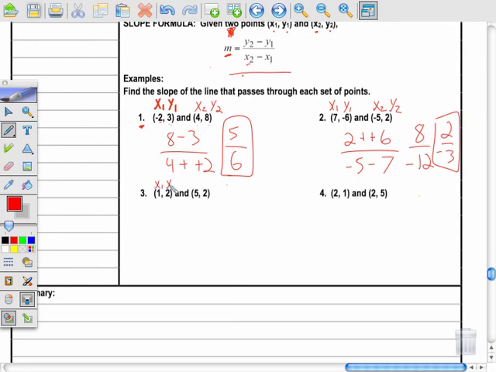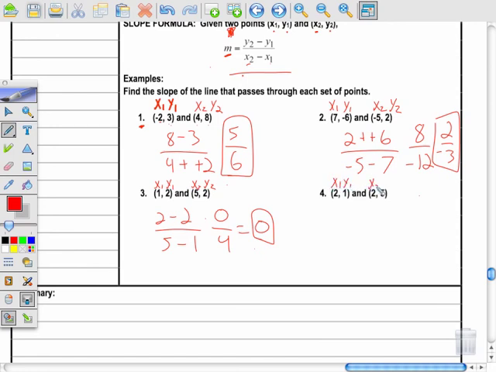Number 3, again, label x1, y1, x2, y2. Now, y2 is 2 minus y1, which is 2, divided by x2, which is 5, minus x1, which is 1. 2 minus 2, that's 0. 5 minus 1 is 4. 0 over any number is 0. It has a slope of 0.